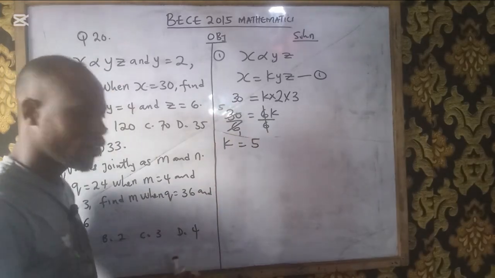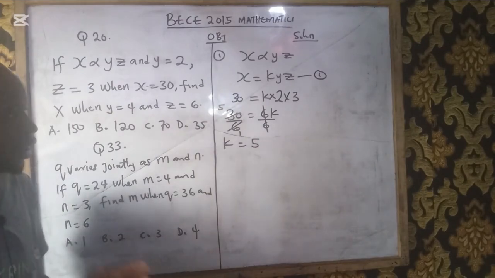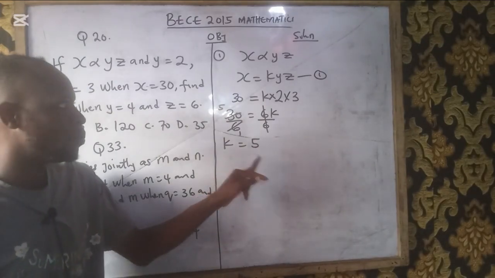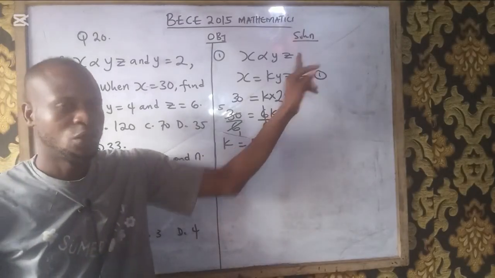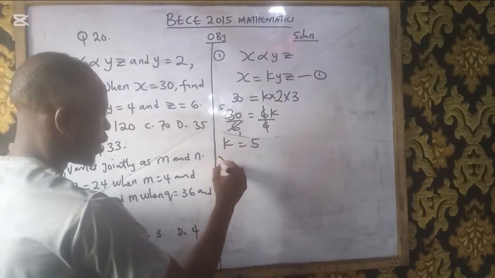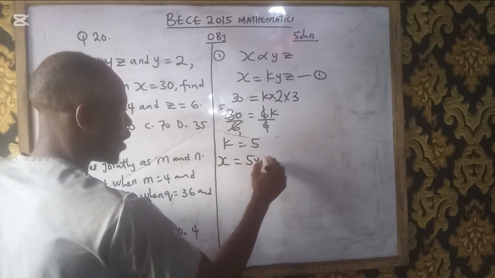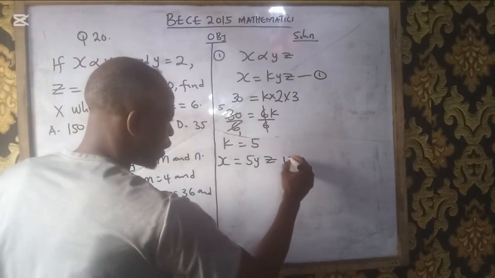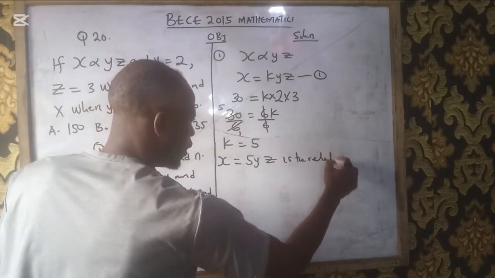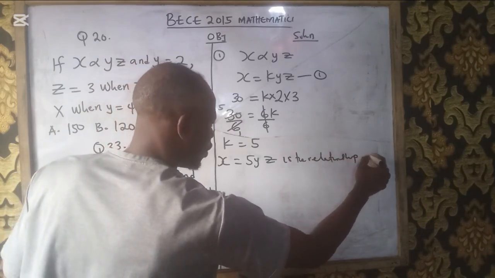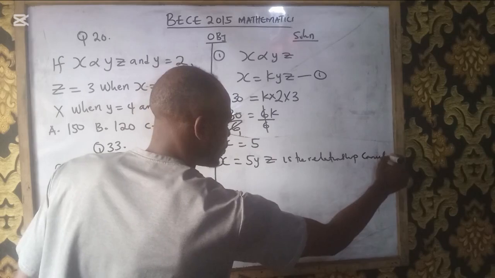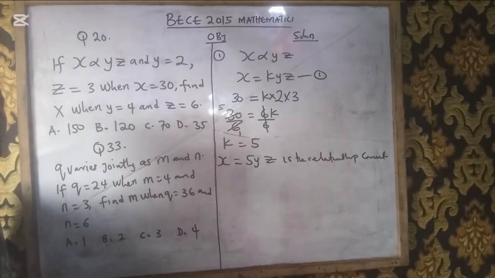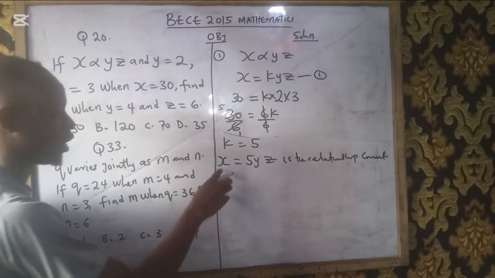So after getting the value of k, what are you supposed to do? The next thing is to replace this value of k back into equation 1. So if I do that, I should have x equals 5yz. This particular one is referred to as the relationship, or formula connecting them, that is, connecting x, y, and z.